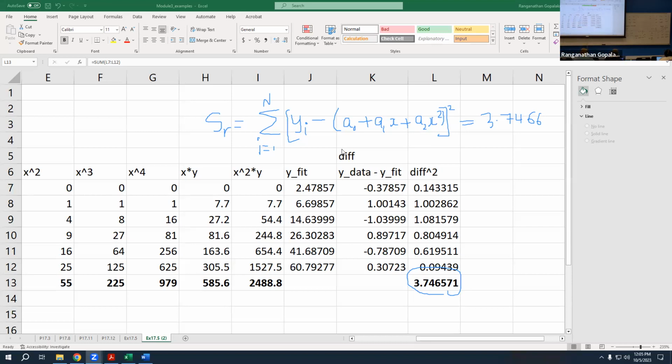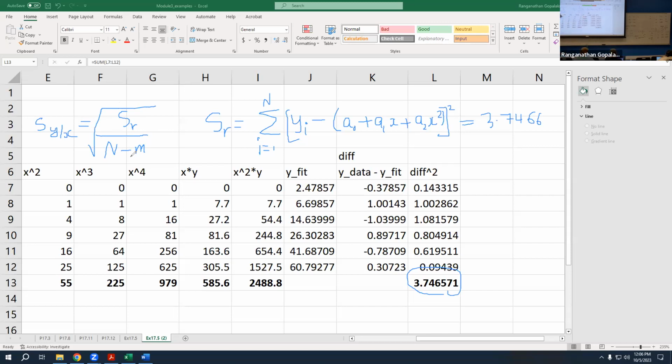Are we all up to here? SR 3.7466. Okay. So the standard deviation of the fit, we'll write it as S y over x, that is equal to SR divided by number of observations minus number of parameters, square root. Take a break from writing, I'll give you time. We just estimated what is SR, which is the difference squared summation, or sum of the difference squared.